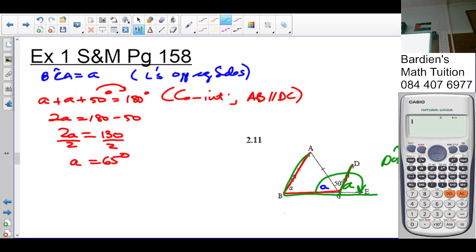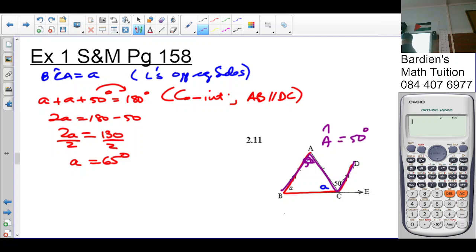Yes, Michael. There's another way of doing it. Nice. What she did was, she first worked out angle A. Alternate angle. So now you see there's only one angle at A, so I just say angle A. It's equal to 50 degrees. This is alternate angles, with AB being parallel to DC. And then you went with sum of angles of a triangle. Is that correct? Yes. You get the same answer for A, which is 65. Okay? You all understand?